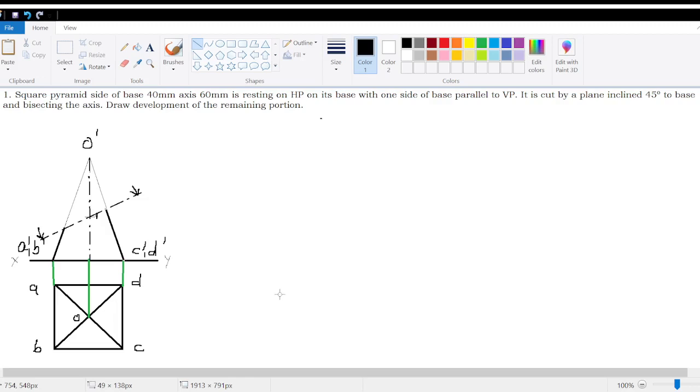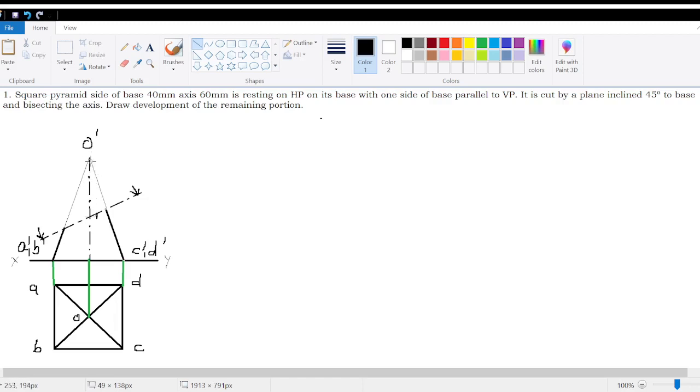Now when we are developing the surface, one thing you have to keep in mind, you should always use true dimensions or true length for drawing the development. Now the development will be a combination of four triangles. So the base of the triangle will be 40 mm, and how about the sides? You're given only 60 mm as the axis, so you have to find out what should be this slant edge.